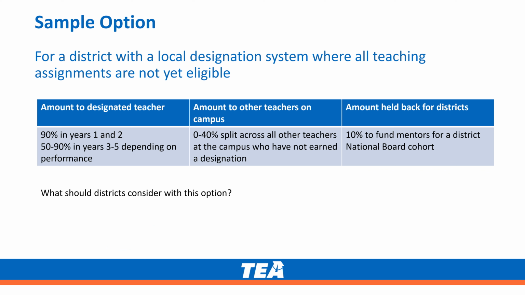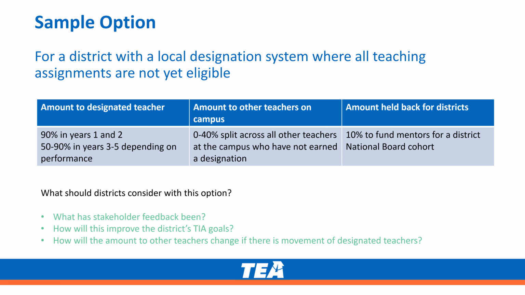Another sample option is found on this slide. In this example, this district has decided to spend 90% on the designated teacher in years 1 and 2, and then 50 to 90% in years 3 to 5, depending on that teacher's performance. They have then decided to spend 0 to 40% across all other teachers on that campus who have not earned a designation. And then this district has also decided to use their 10% to fund mentors for a district national board cohort.